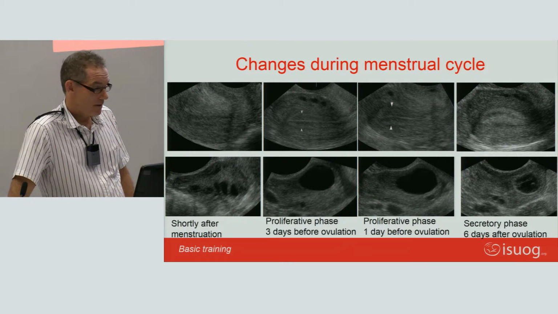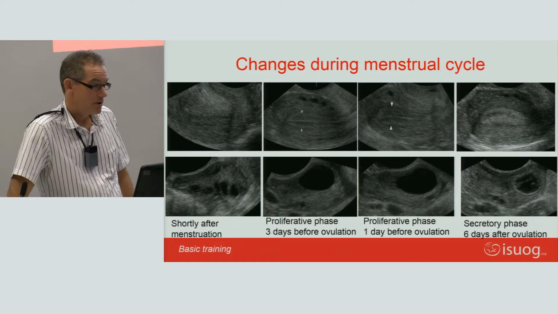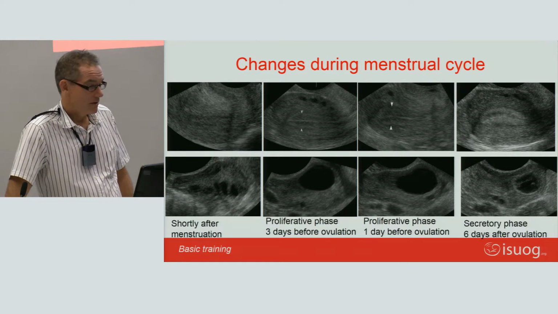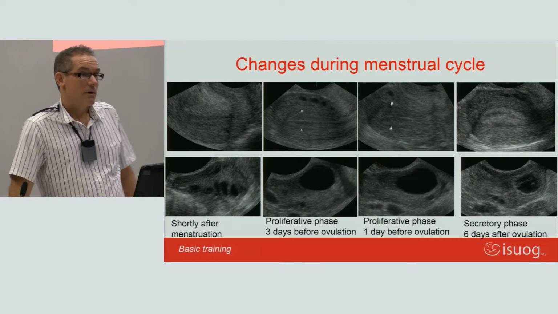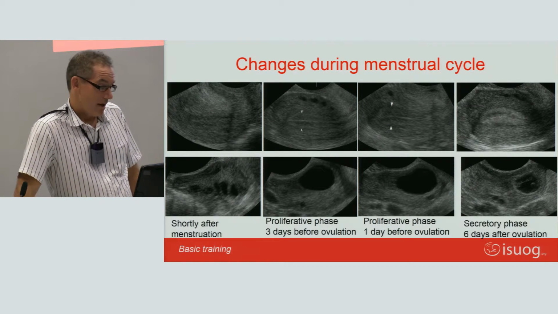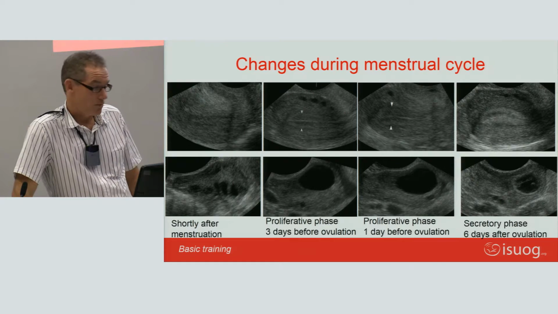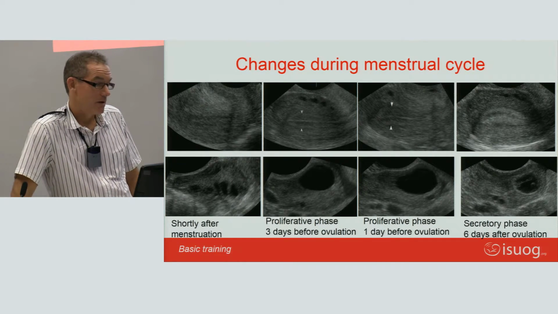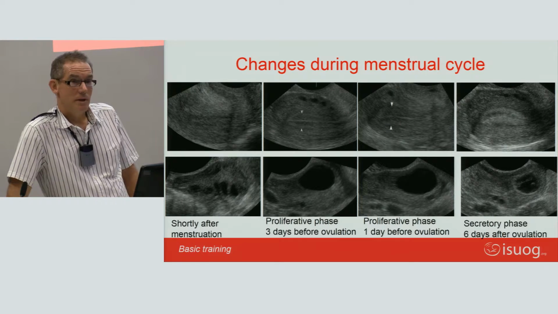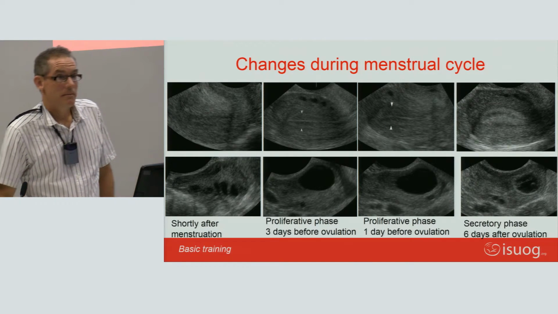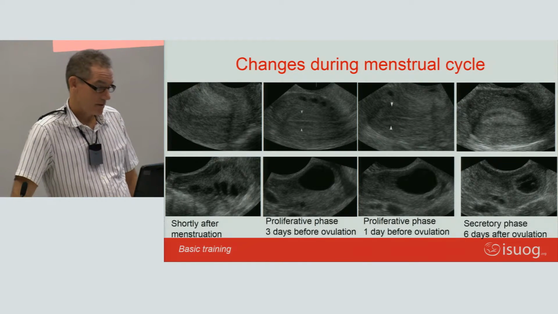Just shortly in the proliferative phase, 3 days before ovulation, in the top picture you can see the tri-layer appearance of the endometrium. And in terms of the ovary, you have a dominant follicle that is now present, and you normally have regression of the 2 smaller follicles. At this stage the dominant follicle is normally about 1 centimeter, 10 millimeters. And if you do follicular tracking, you'll notice that it grows at a rate of 1 to 2 millimeters per day.